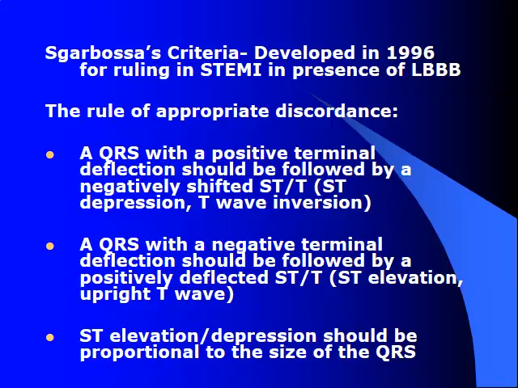So basically the rule is of appropriate discordance. A QRS with a positive terminal deflection should be followed by a negatively shifted ST and T wave. A QRS with a negative terminal deflection should be followed by a positively deflected ST segment and T wave. And ST elevation and depression should be proportional to the size of the QRS complex. So we'll look at some examples of that and talk about what we mean.